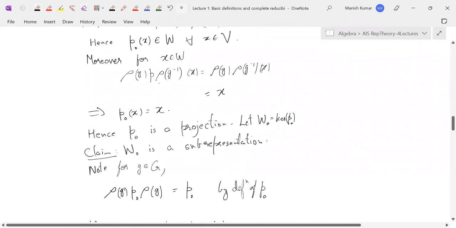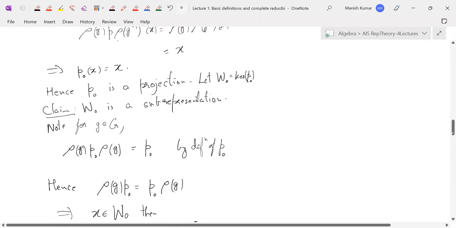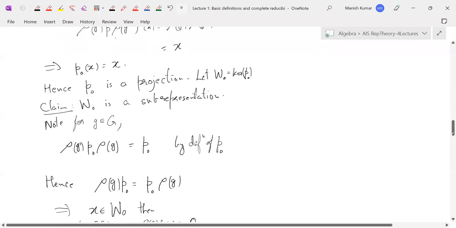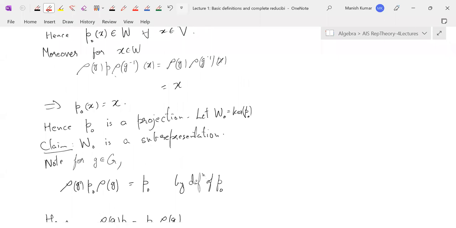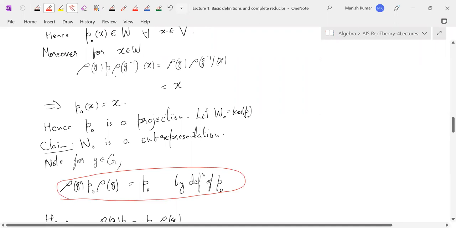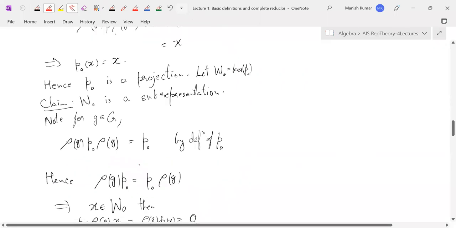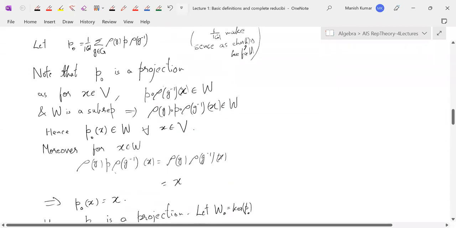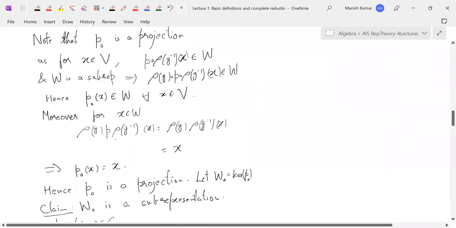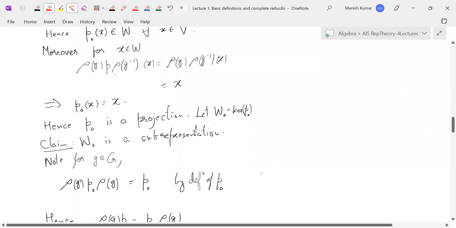The line just after the note, rho g inverse p naught times rho g is p naught. Sir, I did not understand how this comes. Why is this true? Oh, okay. So you just look at the expression for P0. So the expression for P0 is this. So maybe I can write it here.